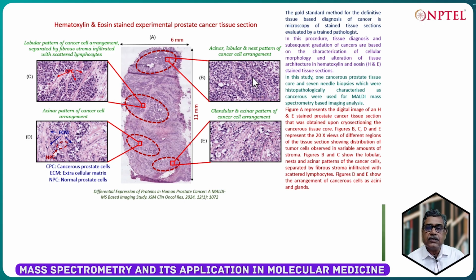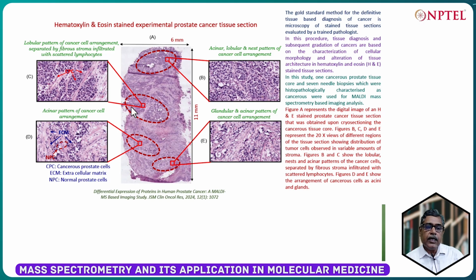There is a definitive pattern by which cancer cells are arranged in the tissues, and accordingly the names are there, like nest. So here the cancer cells appear as nests, okay. There are different names, acinar, lobular and nest pattern of cancer cell arrangement. Here in C, lobular pattern of cancer cell arrangement is separated by fibrous stroma infiltrated with scattered lymphocytes, okay.